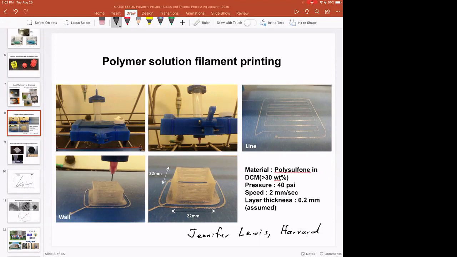Additive manufacturing is just not for electrical engineers and mechanical engineers, although there's a lot to do in that area as well. It's really for material scientists and people who are interested in processing. They can have a lot of impact in additive as well.